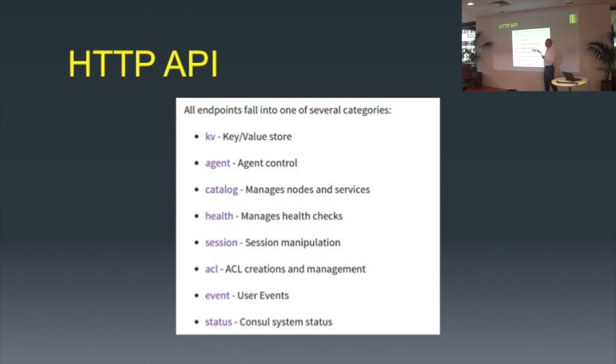There's agents, so you can control the agents, you can get them to join or leave the cluster, various things like that. There's the catalog, which manages the nodes and services. That's where you go to look up what are the services that I want, based on names or tags or what have you, whatever metadata, status, etc. The health checks is where you register health checks and manage the health checks. So if I were to create a new health check which will run periodically a script that will do the health check, that's where I do that through that API. Sessions and ACLs, so I won't go into that.